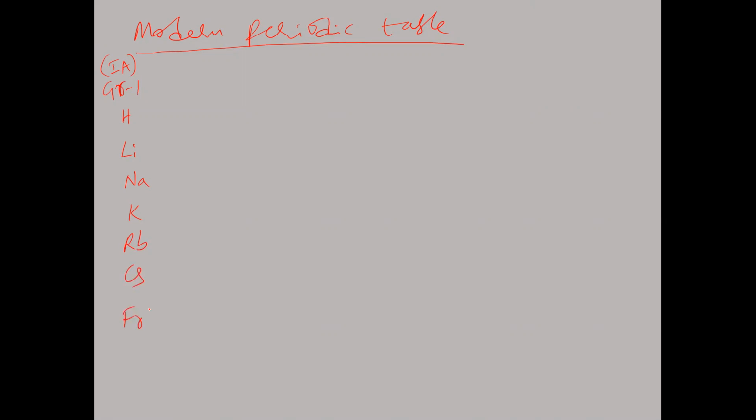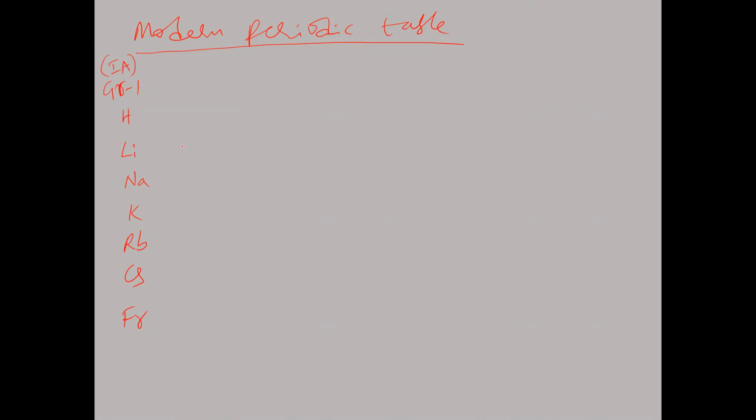Suppose you take a periodic table, the modern periodic table. In this modern periodic table, different blocks are there, the S, P, D, F blocks. Suppose you take first group, IUPAC group number 1. Group number 1 is called Roman number 1A. What are the elements? Hydrogen, next lithium, sodium, potassium, rubidium, cesium, and francium.